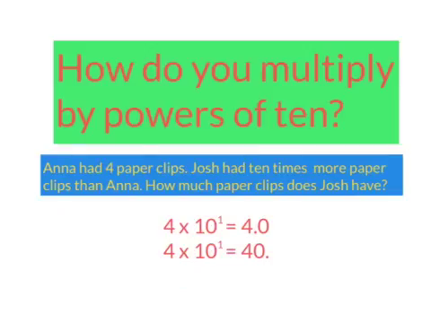How do you multiply by powers of 10? Anna had 4 paper clips. Josh had 10 times more paper clips than Anna. How many paper clips did Josh have? So this is what your equation would look like, right here. And when you're doing it, it'll seem like you're moving the decimal, but really, you're moving over place value. So when you're going over by 10 to the first power, it seems like you move the decimal 1 over to the left, but really you're moving the place value 1 over to the left. The final product would be 40.